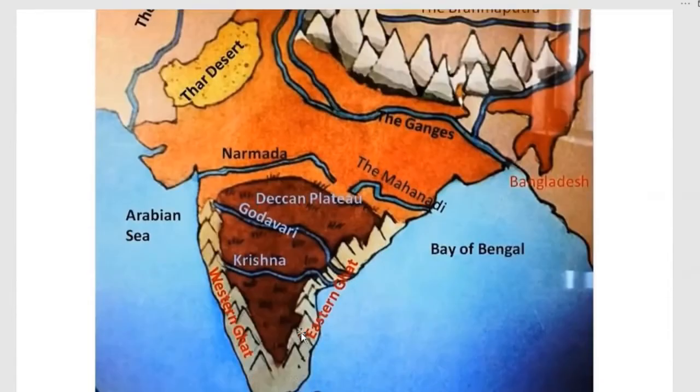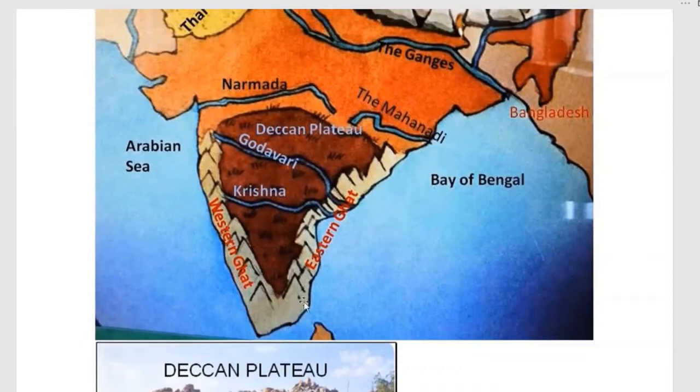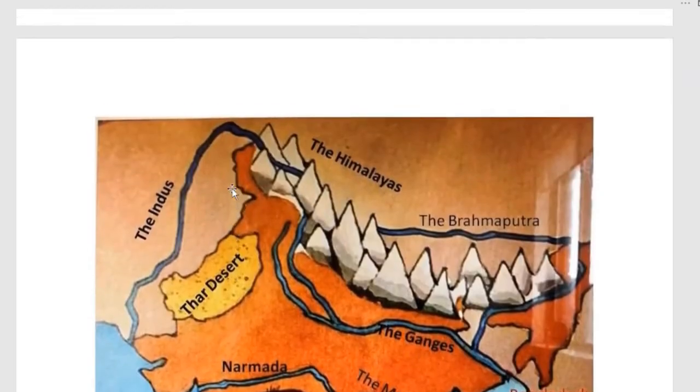And let's see which rivers flow through the Deccan Plateau. That is Godavari, Krishna. Here it is Kaveri, and from here it is Narmada, and this is Mahanadi. All these rivers flow on the Deccan Plateau, and these are the Eastern Ghats. See how they look like mountains. So these are called the Western Ghats and Eastern Ghats. These are the Himalayas. These are the other rivers.